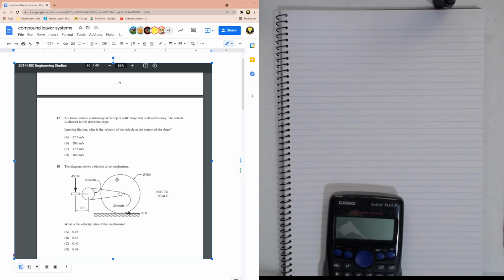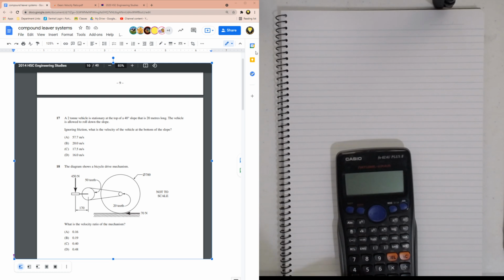700, let's assume it's in millimeters because by default it looks like it's going to be in millimeters. And that's in diameter. And then we have a force down here of 75.